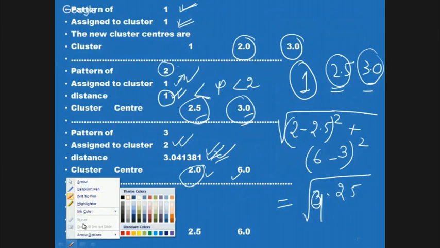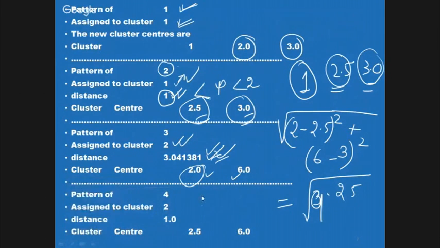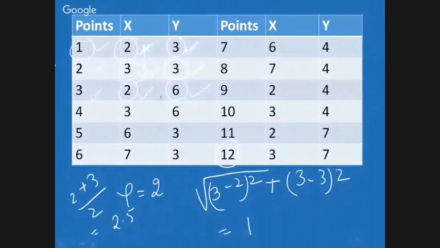Now, for example, this is our 1 and 2. Now let us take pattern 4. After that, 5, 6 and 7 you do it yourself. I will just ask you. So pattern 4, what is pattern 4? That is your 3 and 6. Now we have 2 clusters, right? Cluster 1 point is 2.5 and 3 and cluster 2 point is 2 and 6.